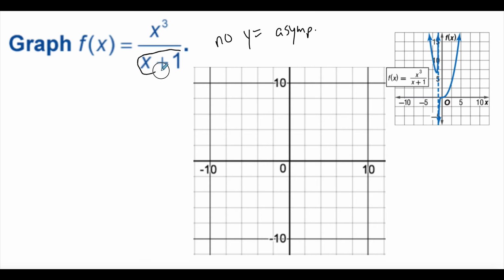Okay, because we still need to look here and say, well, what are my excluded or restricted values? So x cannot be a -1, so that means I'm going to have an asymptote at x equals -1. So we've identified the asymptotes, no horizontal one, I only have a vertical one there, so I'm going to draw a line at x equals -1, and then we're just going to go from there.